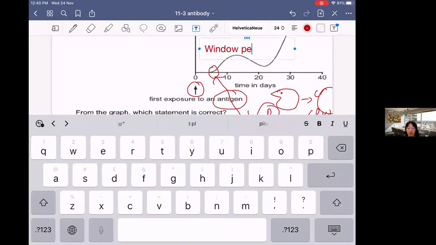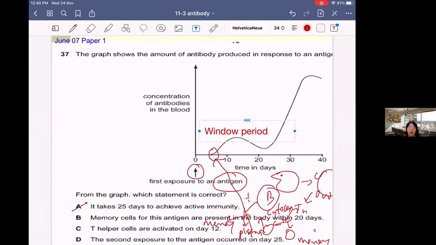Window period is a period of time where the antigen has already entered the body, but no antibody is produced yet. So that's called window period. The time from when the antigen enters your body until the antibody can be detected is called window period. Now, what about just now someone said incubation period?